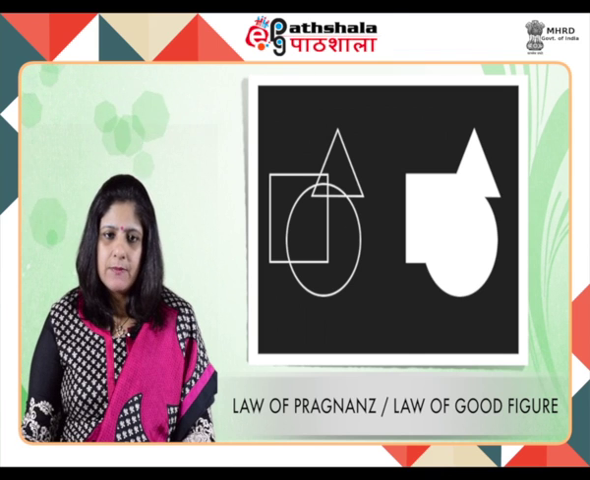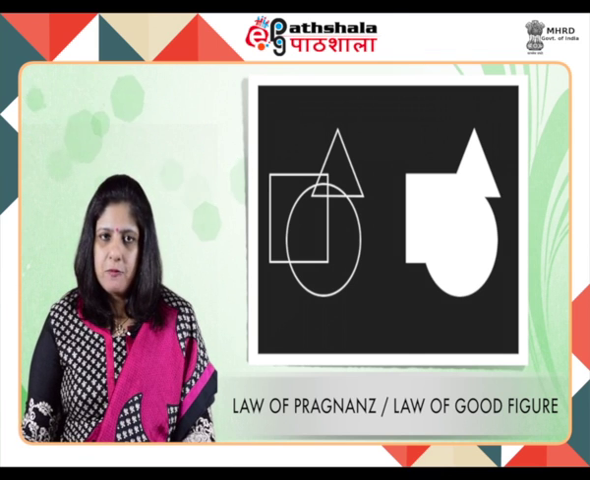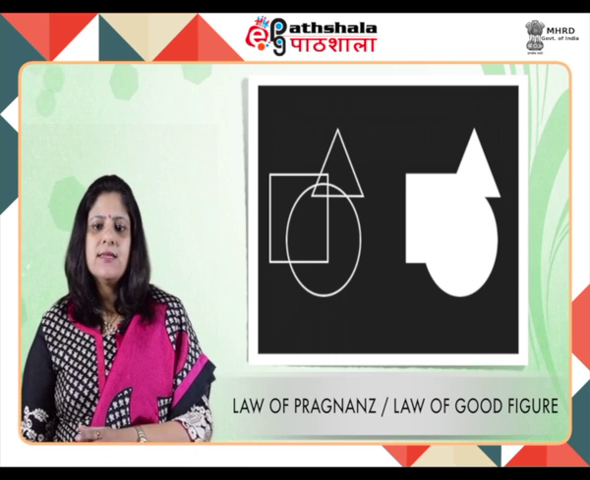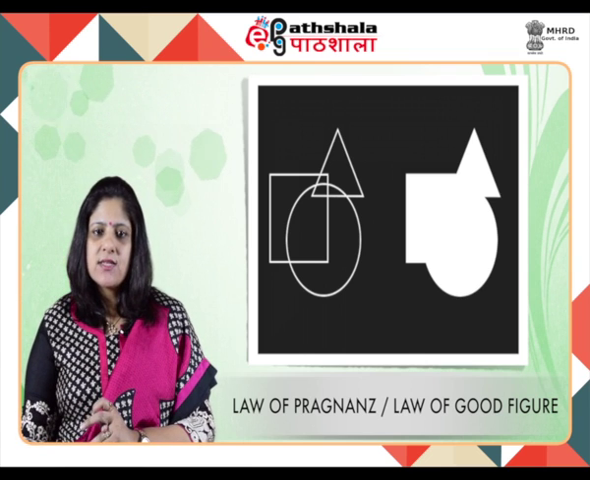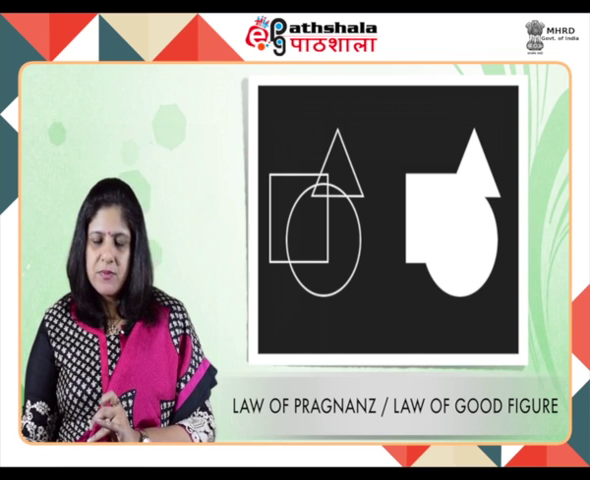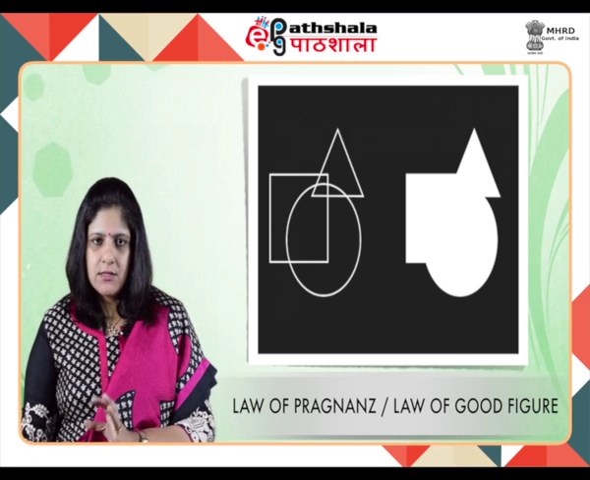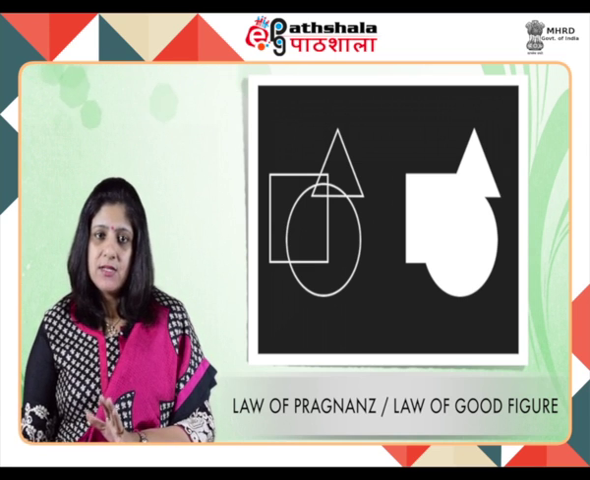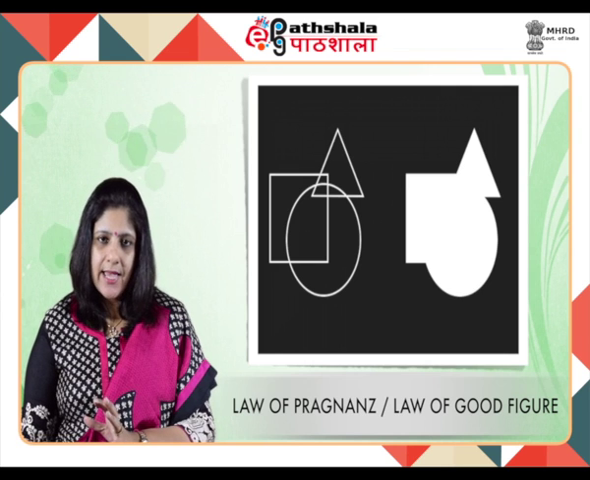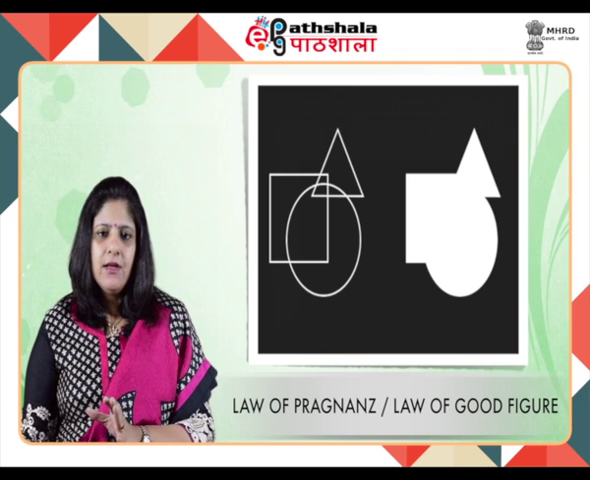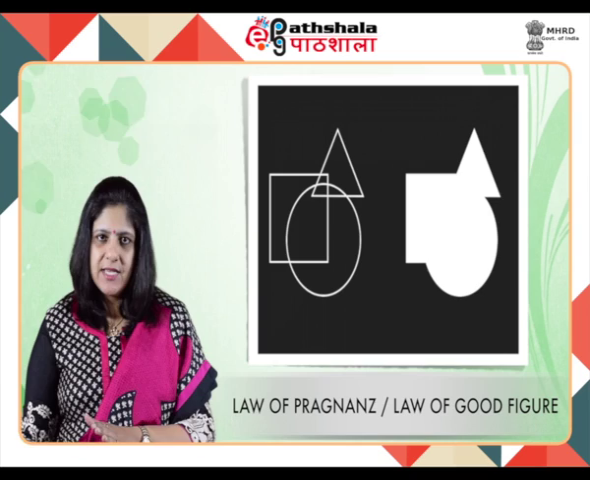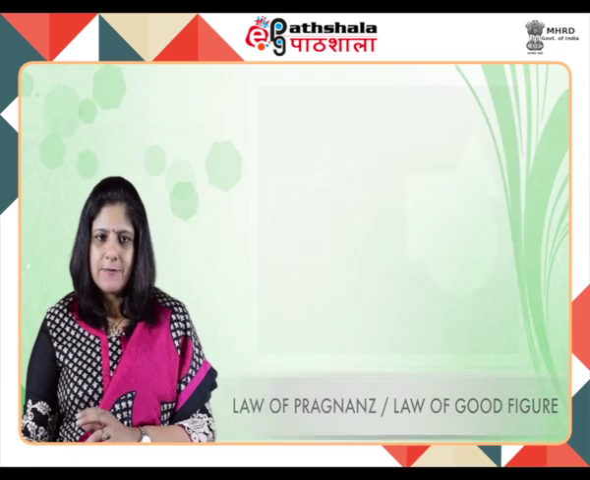Another example of the law of Pragnanz is shown here, where this image appears to be a series of circles rather than complicated shapes. You would perceive them not as a shape, but that shape would be termed the Olympic symbol. But the initial phase would be of circles. There are 5 rings here which you could perceive in the first phase.